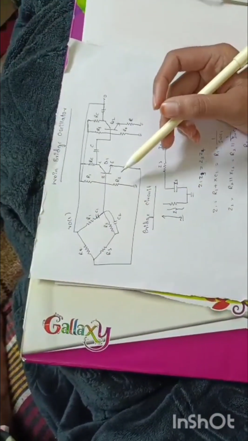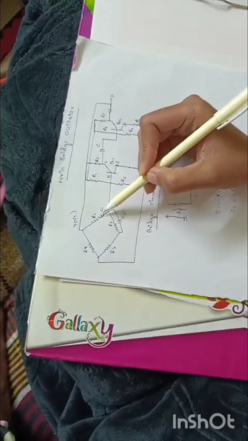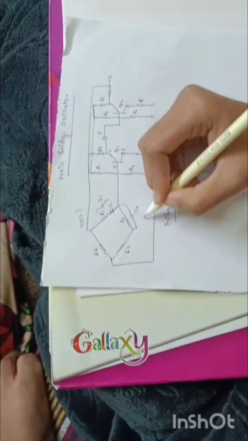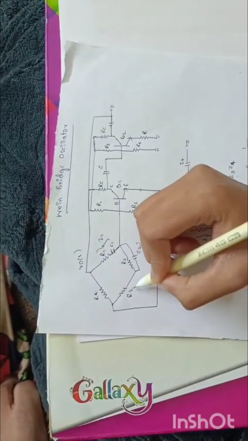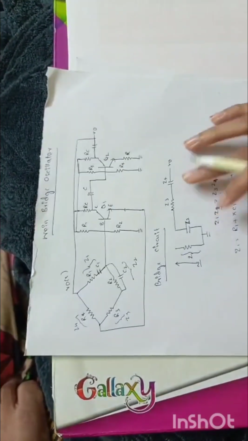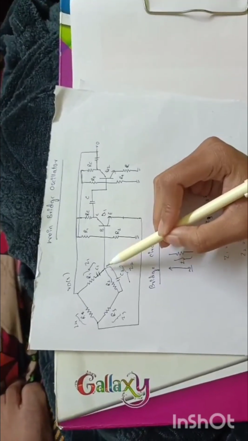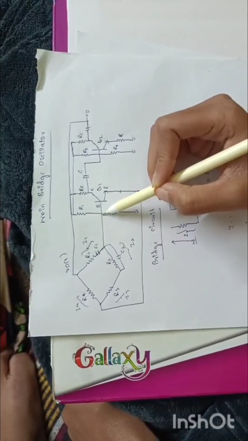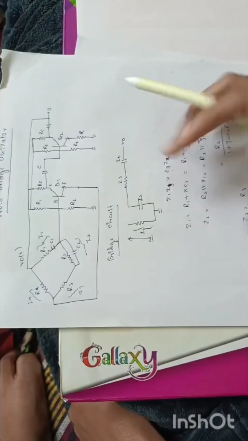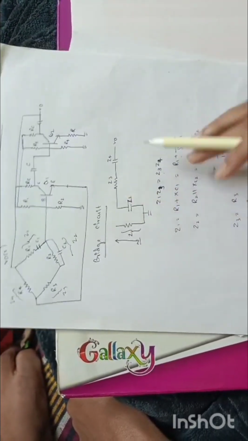Let's come into the circuit diagram. Here a resistor and capacitor are connected in series. This is Z1. Here one resistor and capacitor are connected in parallel. This is Z2, and here R3 is Z3. It is Z4. Here one node is connected to the input and the other node is connected to the output, and this is connected to the first transistor emitter. So let's come into the bridge circuit.